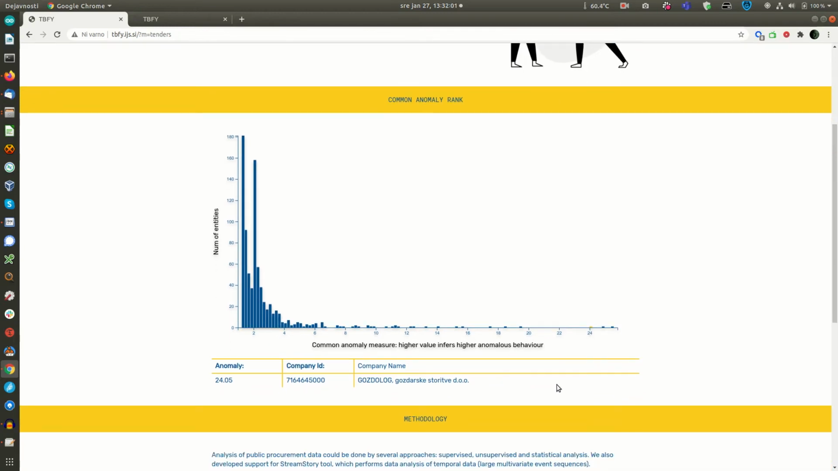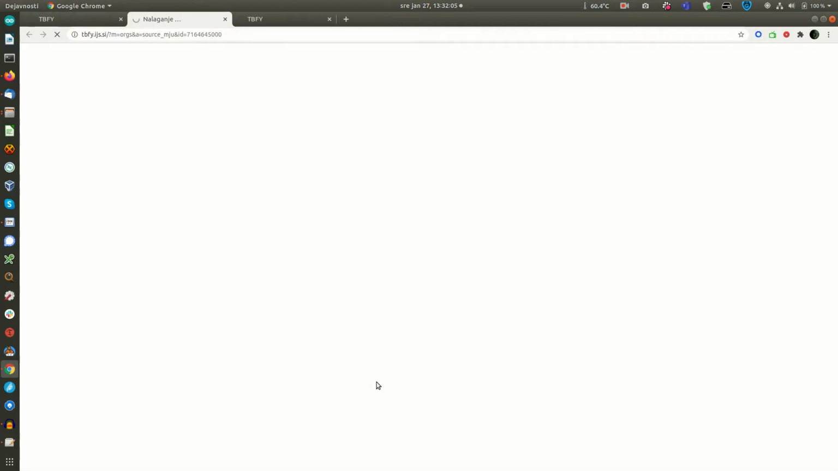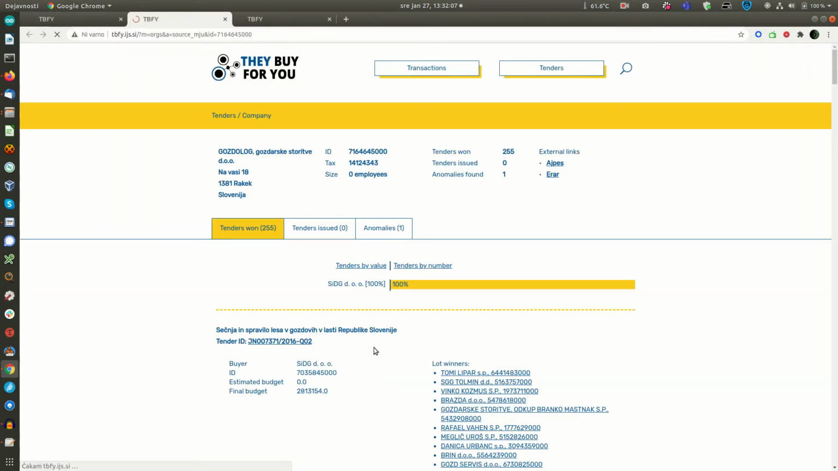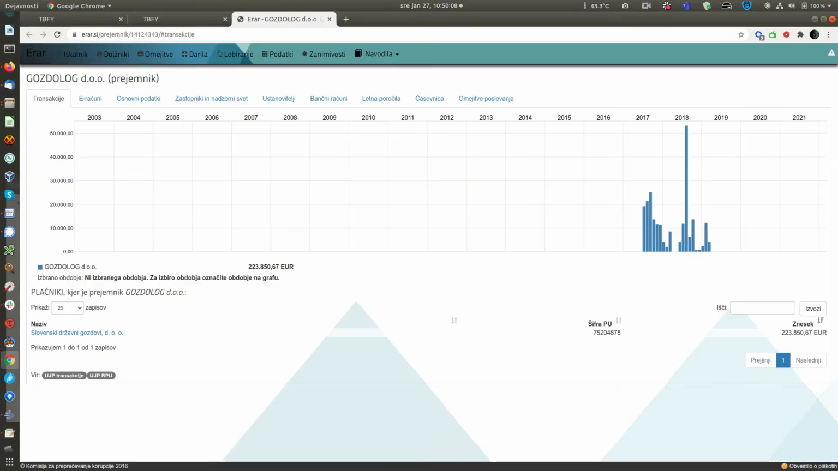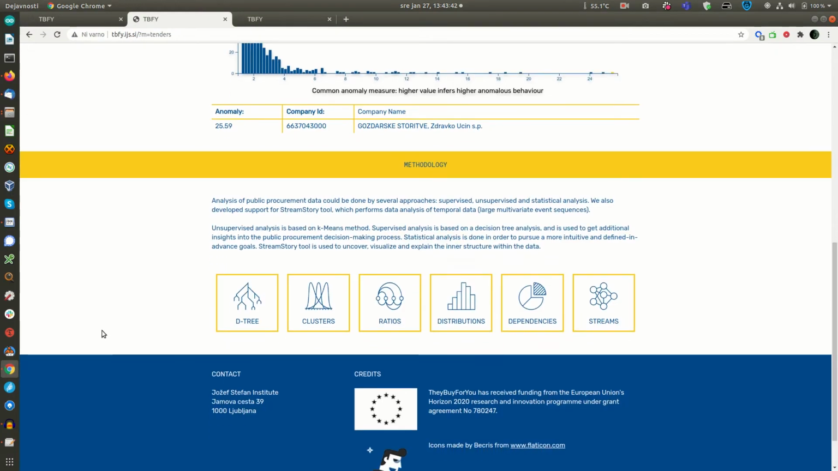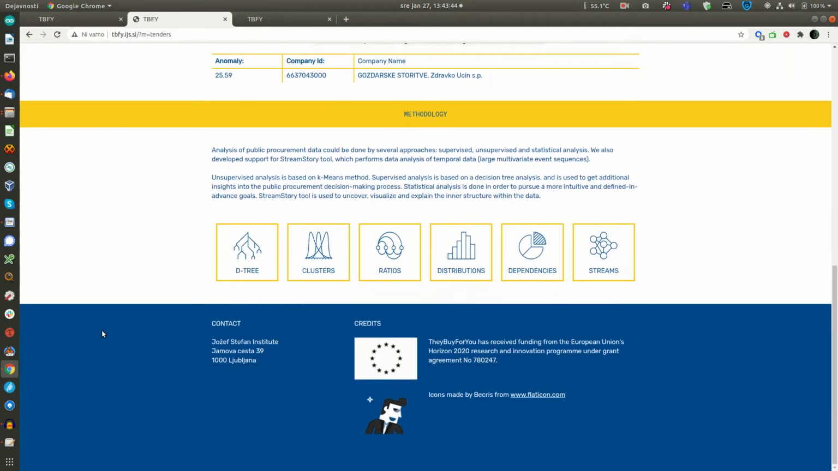If we select one of the most anomalous companies, we can see that the company has 0 employees, but has won 255 tenders, and all of them from one public entity. A quick look into the RR database shows that the company received more than 200,000 euros of financial transactions. Let's take a look at what anomaly is in the case of ratios analysis.